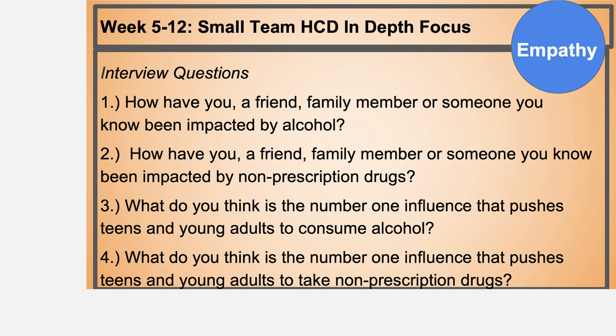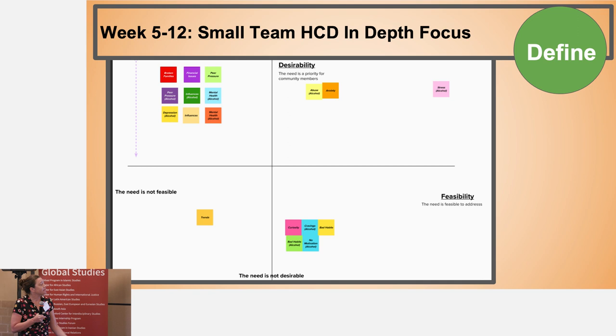After that, they'll go into small teams that they will be in for the duration of the course. And again, at the beginning of each of these problem solution iterations with the human-centered design process, they're going to pick an SDG. And this is an example of some interview questions that our students developed after picking SDG number 3, which I think is well-being. And so they went out and interviewed community members about the impact of alcohol and non-prescription drugs that they've had on their lives. After they do that, they code those responses looking for themes, and they do desirability feasibility mapping of those needs that the community has identified, right? The students don't identify the needs. The community did. The students just found those needs within their responses.